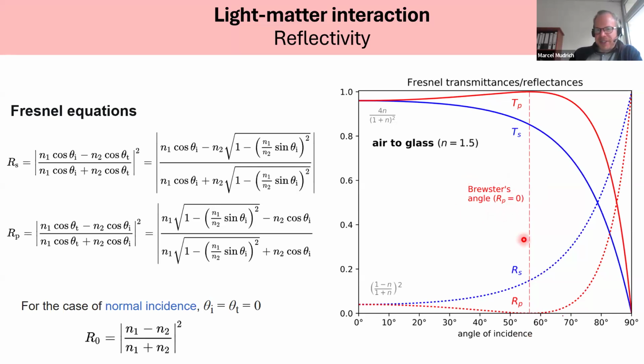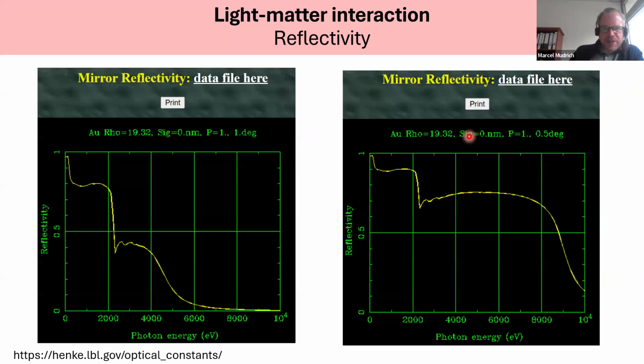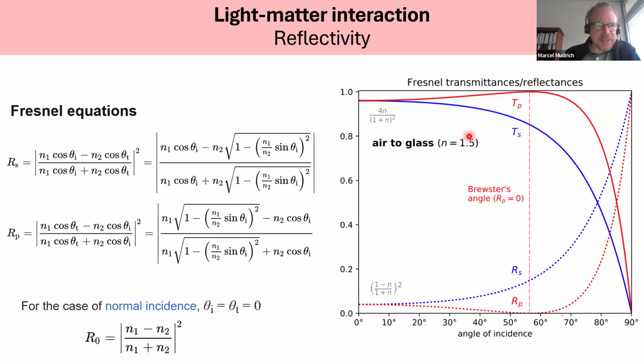At Brewster's angle, the reflectivity can actually become 0 and the transmission 1, but this is for an index of refraction larger than 1. That's not the case in X-rays. Just to remind you how to calculate the reflectivity coefficients based on the index of refraction. Of course, this also holds in the X-ray.